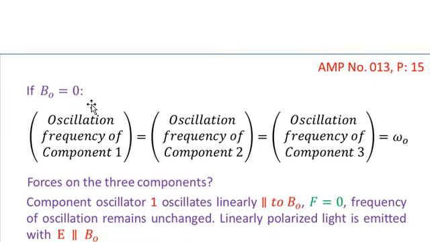If the magnetic field is zero, the oscillation frequency of component 1 will be the same as that of component 2 and of component 3, and all of these will have the same frequency, omega naught. So when the magnetic field is not present, if you resolve the linear electron oscillator along the hypothetical B naught direction and perpendicular to it, you have three components, and all three will have the same frequency omega naught. And of course, when B naught is not present, the oscillation frequencies of components 2 and 3 will be hypothetical components.